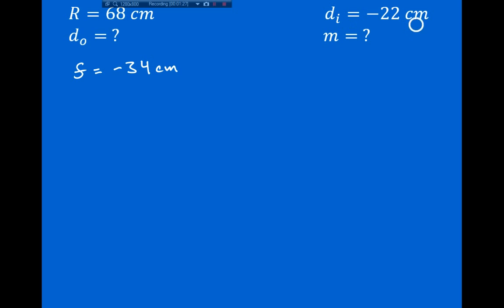dI is negative 22 centimeters, and we have the lens equation which says that 1 over dO plus 1 over dI is equal to 1 over the focal length.